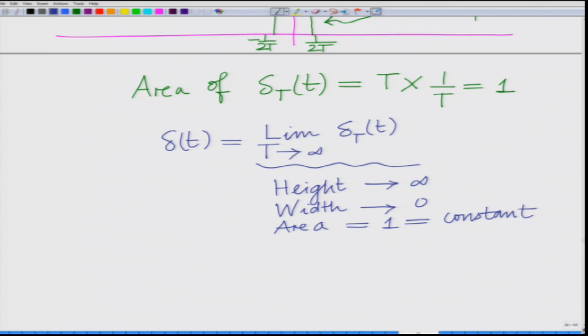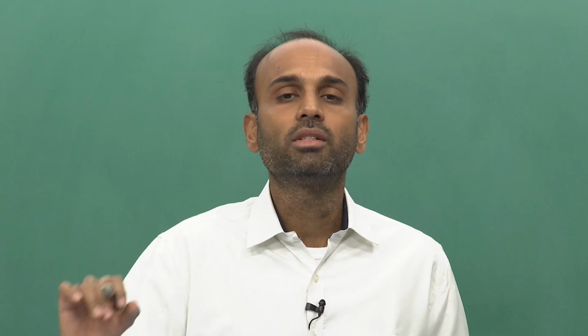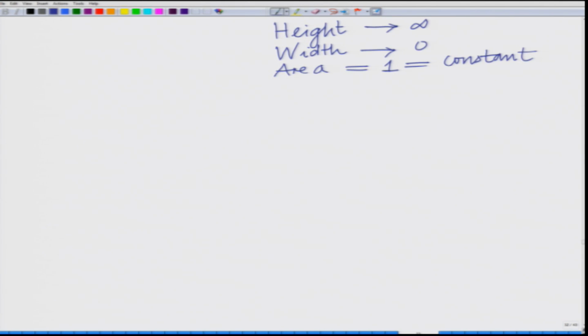Think of it as a pulse with width 1 over T, height capital T, as the limit T tends to infinity, so that the width shrinks to 0, the height really becomes infinity, all right. And this impulse has several interesting properties. It is important to understand these properties, and we are going to use this function very frequently to study or to define the various aspects and properties of communication systems, all right. So, the impulse has several interesting properties.